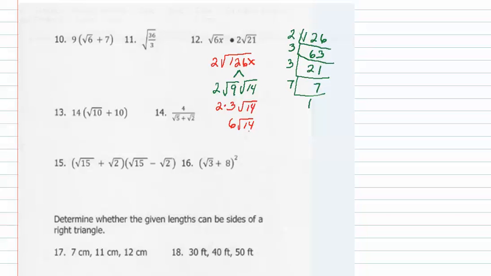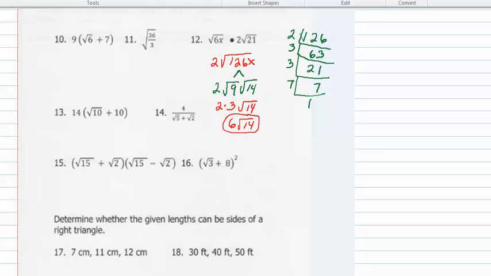And I look at 14. Can it be simplified? Is there a radical within there? 1 and 14, 2 and 7? No. So there's my answer, 6 radical 14. So if you have to, you may have to use a hockey stick or prime factorization to find perfect squares. Okay, now let's go to number 13. We're almost done.